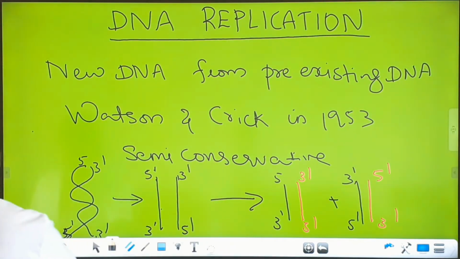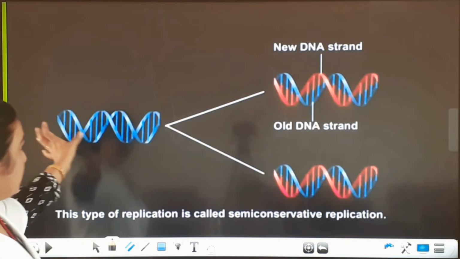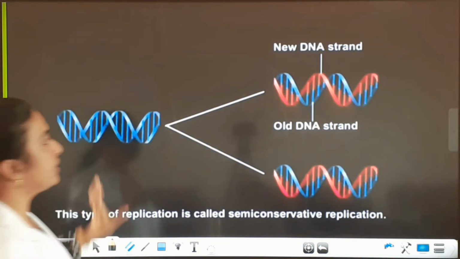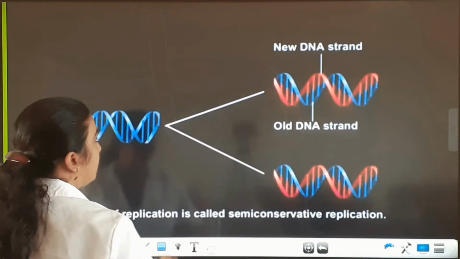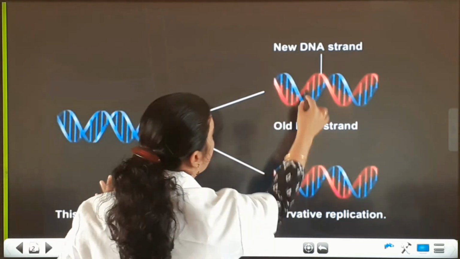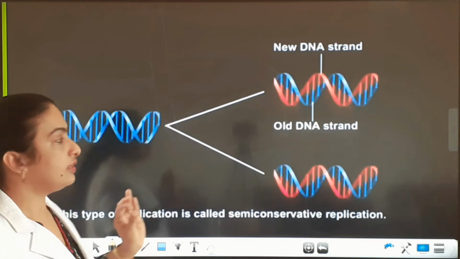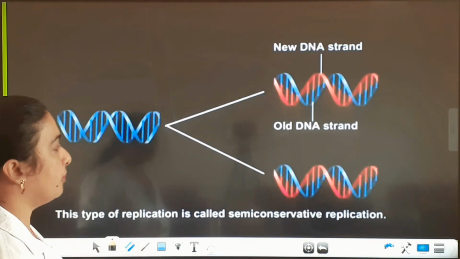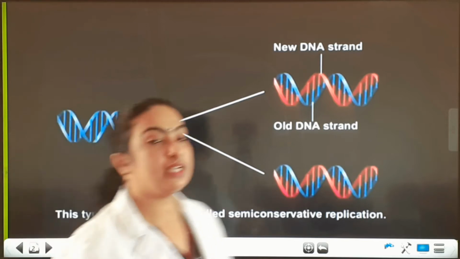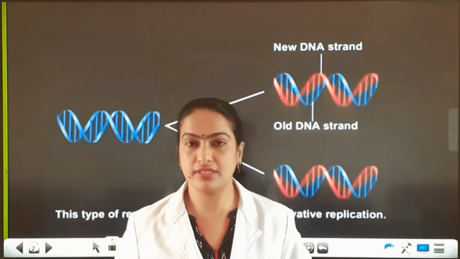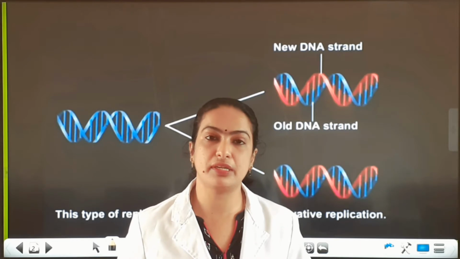I'll show you that. Suppose this is a DNA strand. This red color represents the new strand. So the two strands form new DNA molecules. This type of replication is called semi-conservative replication. Is it clear about semi-conservative replication?